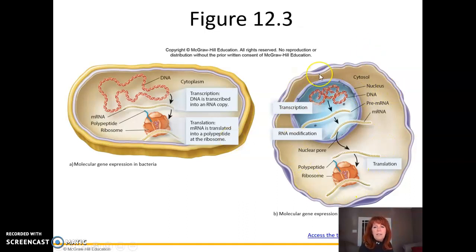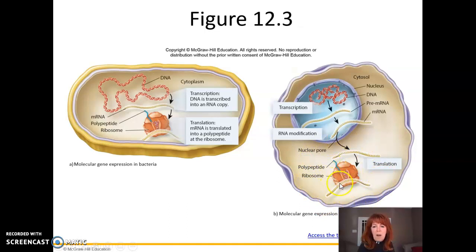If we take a look over here at this cell, we'll see the same steps of transcription and translation, but a few changes are that the transcription part happens inside the nucleus. We have a nucleus, the bacterial cell does not. Once transcription occurs, the mRNA product is going to be modified in some way. You don't see that modification over here. It doesn't happen in bacterial cells. Once it's modified, that mRNA will now leave the confines of the nucleus and it'll move out into the cytoplasm. And that is where translation occurs.